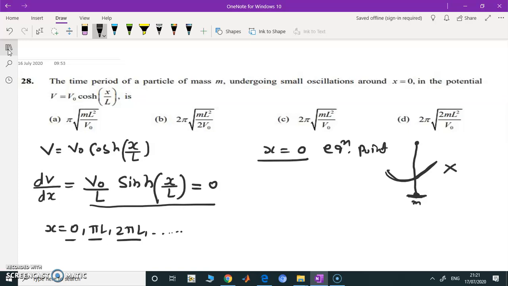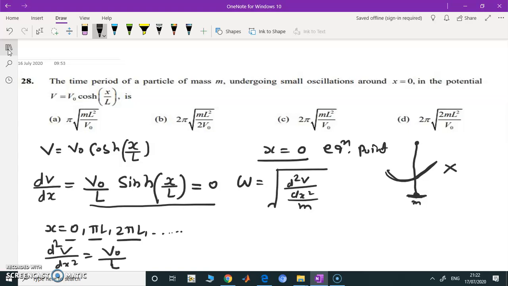So at this equilibrium point, we'll calculate the capital T, the time period. Before going to that, let's calculate omega, that is under root d²V/dx² divided by m. So we need the double derivative. The double derivative will be d²V/dx². V0 is already there, and the derivative of sinh will be cosh(x/L), and x/L again will give 1/L².